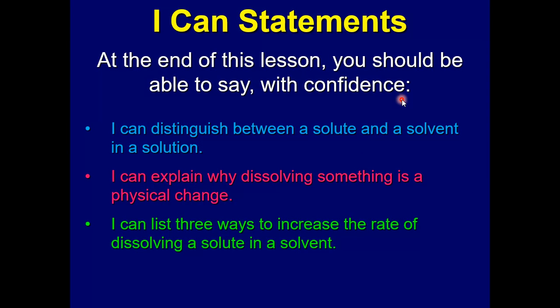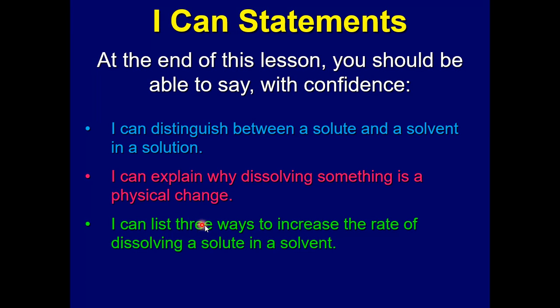So here are the I can statements. Distinguish between a solute and a solvent. A solute is a substance that's dissolved within the solvent. Explain why dissolving something is a physical change, and that's because no new compounds are formed. In a chemical change, new compounds are always formed. In a physical change, you're just mixing things together, and no new compounds are formed.